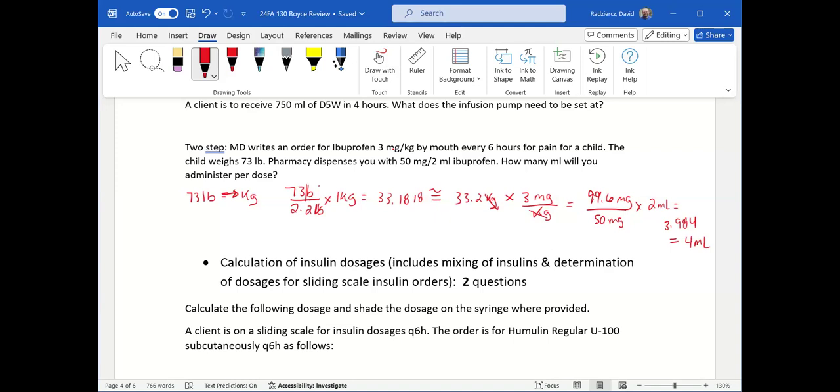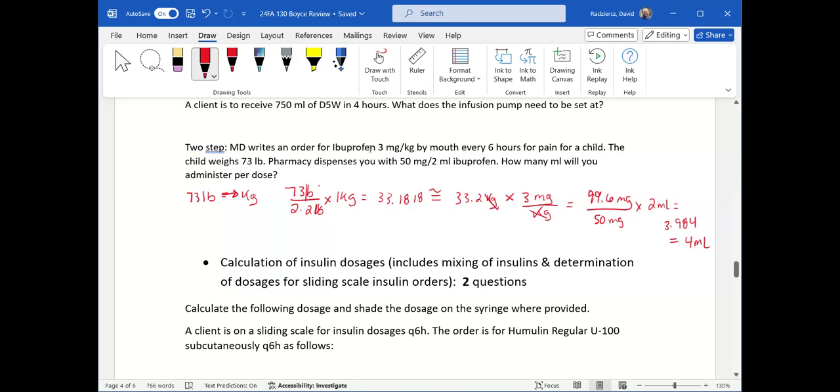So when we say something is a 2-step or a more complicated type of question, really what we're saying is you're going to calculate the patient's weight in pounds, convert it to kilograms, and then you're going to use that kilogram weight information to solve the rest of the problem.